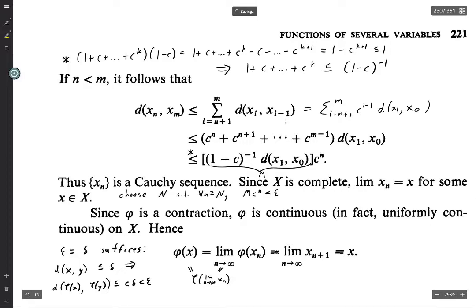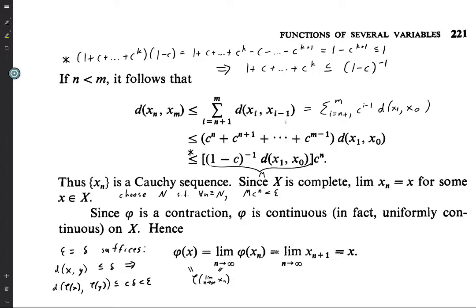So that's that. And of course, we still have this sum from i equals n plus 1 to m. And so what we can do now is factor out the distance between x1 and x0, because that's a factor of all of these terms. And what we're left with is this sum, which we write out as c to the n plus c to the n plus 1 plus all the way up to c to the m minus 1.